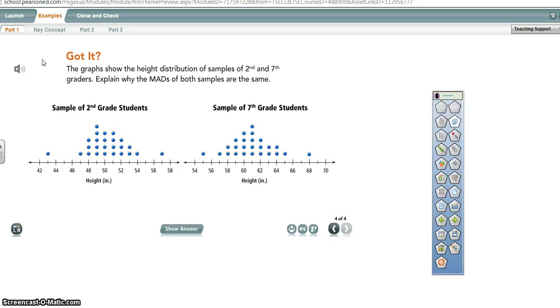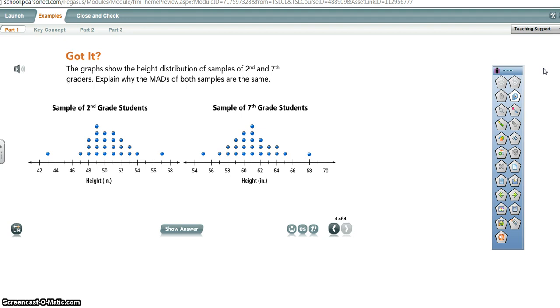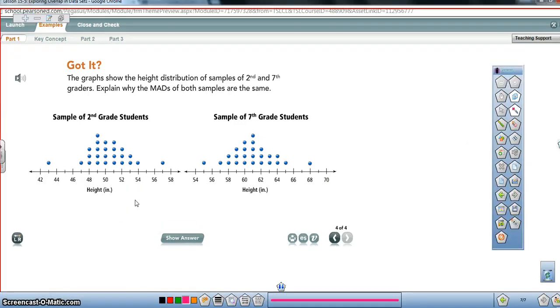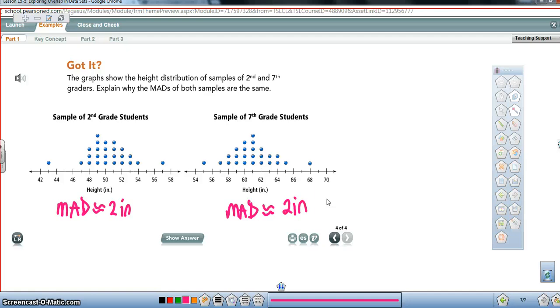The graph shows the height distribution of samples of 2nd and 7th graders. Explain why the MADs of both samples are the same. In our examples, we found out that the MAD was about 2 inches for 2nd graders, and it was 2 inches for 7th graders. So what's that mean? Does that mean that the heights are the same for the 2nd graders and the 7th graders? Obviously not. That wouldn't make any sense. 7th graders are a lot taller than 2nd graders.